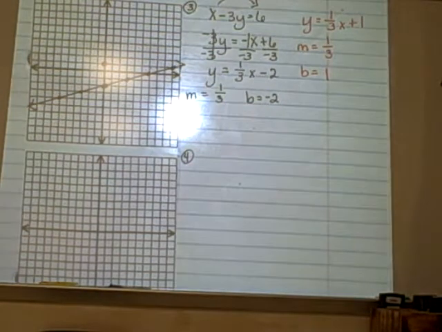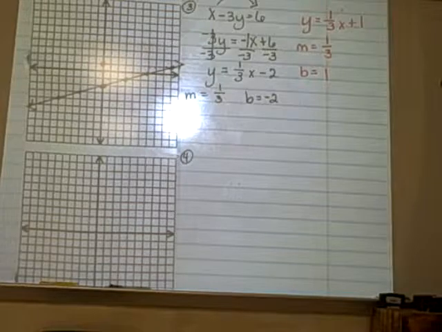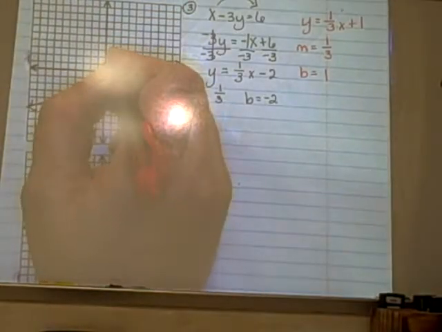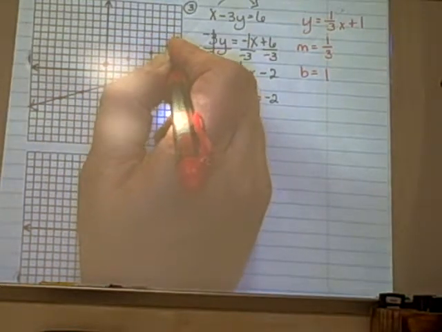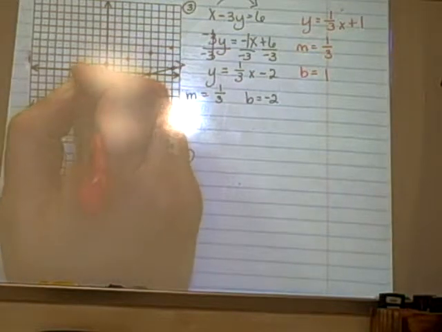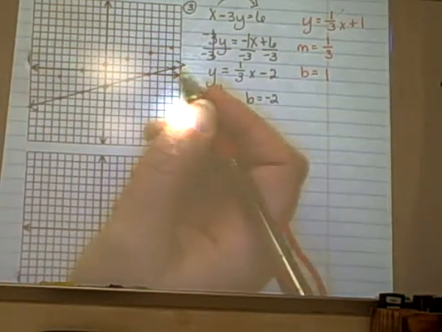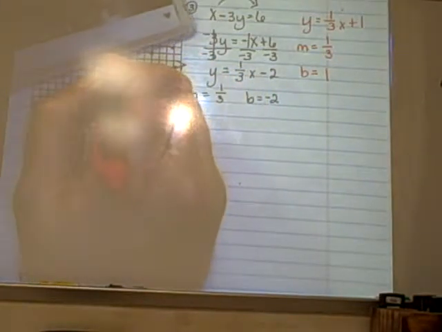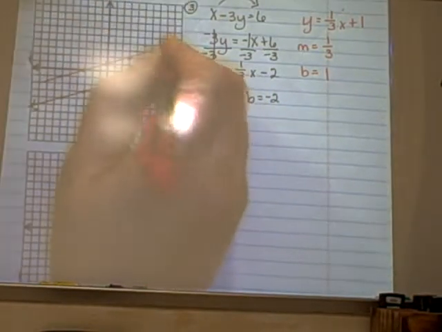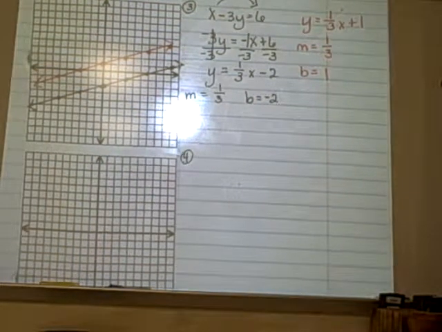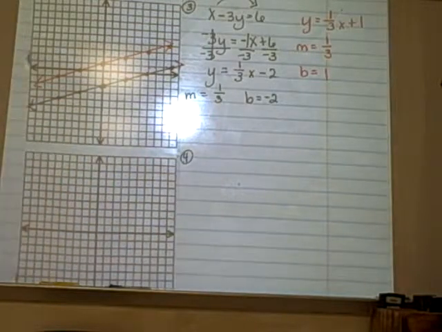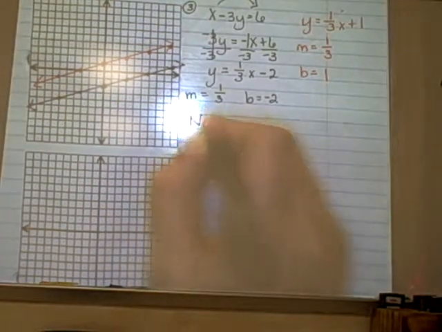That's your beginning point. And from there, you're going to go up 1 over 3, just like the one below it. Okay. So there's my 2 lines. Obviously, after graphing those, even though I didn't do a very good job with my straight edge, you can tell they're parallel, right? So what would be the answer to the solution on this? No solution.